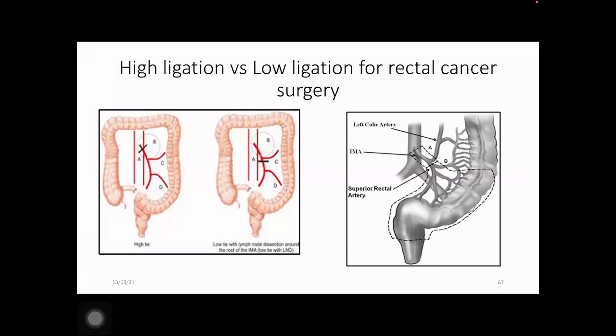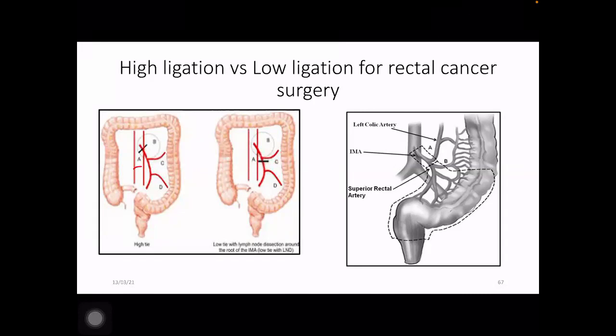So basically, high ligation means you ligate the IMA for rectal cancer surgery, either before or after the origin of the left colic artery. This picture is a high ligation. Here you can see the IMA is ligated above the takeoff of the left colic. So this is the IMA. It comes and gives the left colic, and then it continues as the superior rectal artery. So what happens? You ligate the IMA at the origin. This is high ligation. Here, in low ligation, after the left colic is given off, you ligate the IMA.